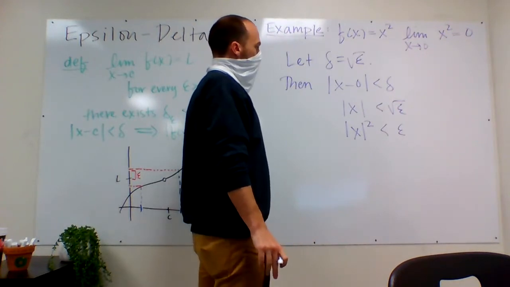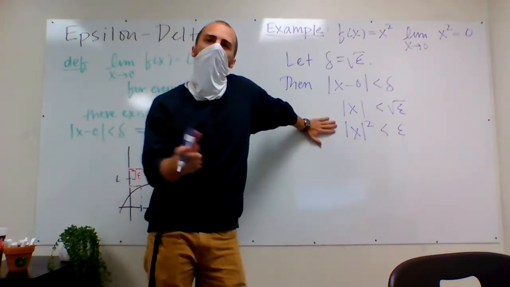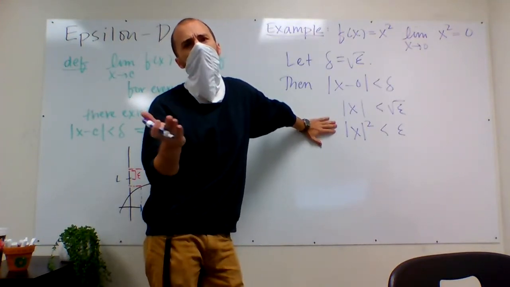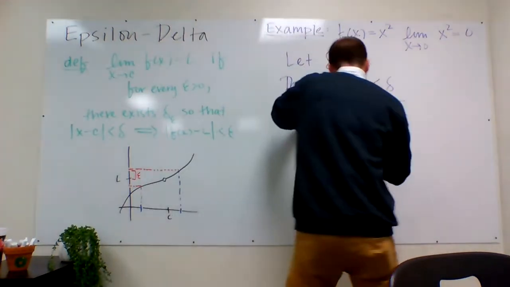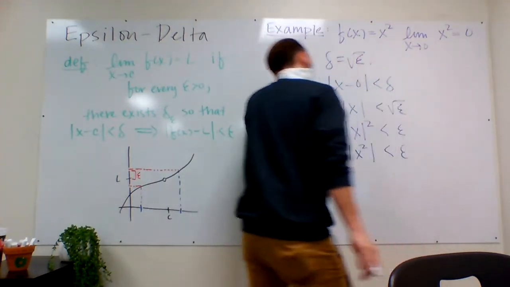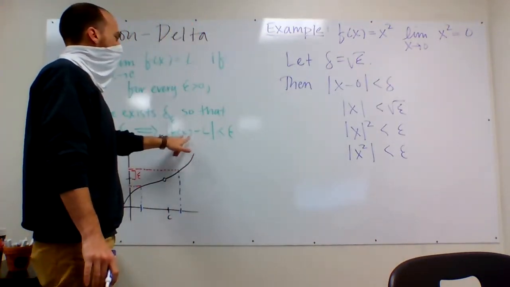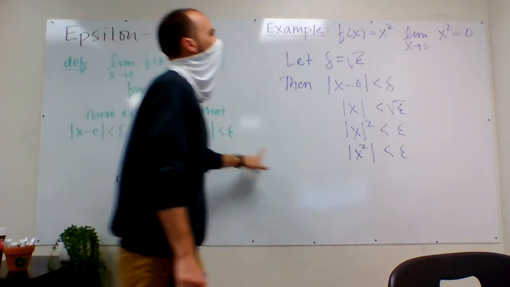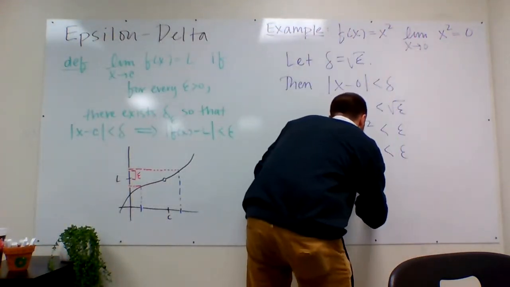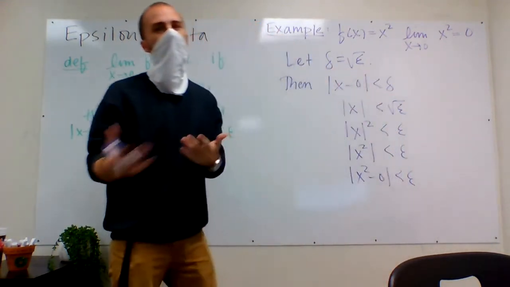So what am I going to do next? I'm just going to observe that if I square the absolute value of a number, that's going to be the same as squaring the number and then taking the absolute value of it. It's not going to be any different. And I'm really close to what I'm hoping to show: that the difference between f of x and the limit is less than epsilon. Well, f of x is x squared and the limit is 0. So what I'm showing is that |x squared - 0| is less than epsilon, which is what I set out to show in the first place.